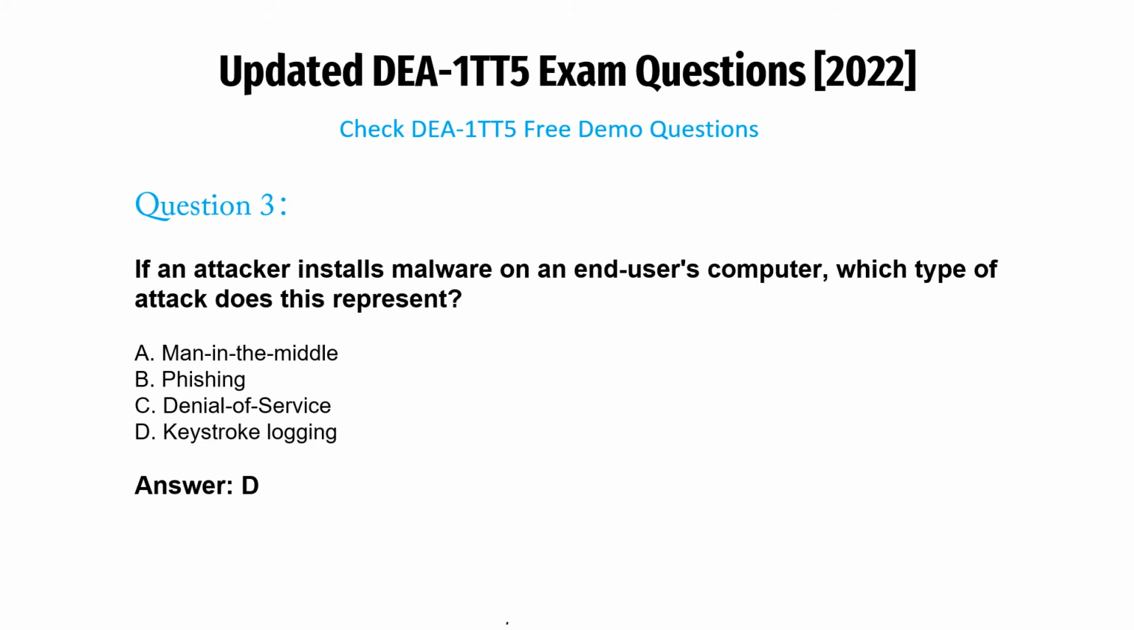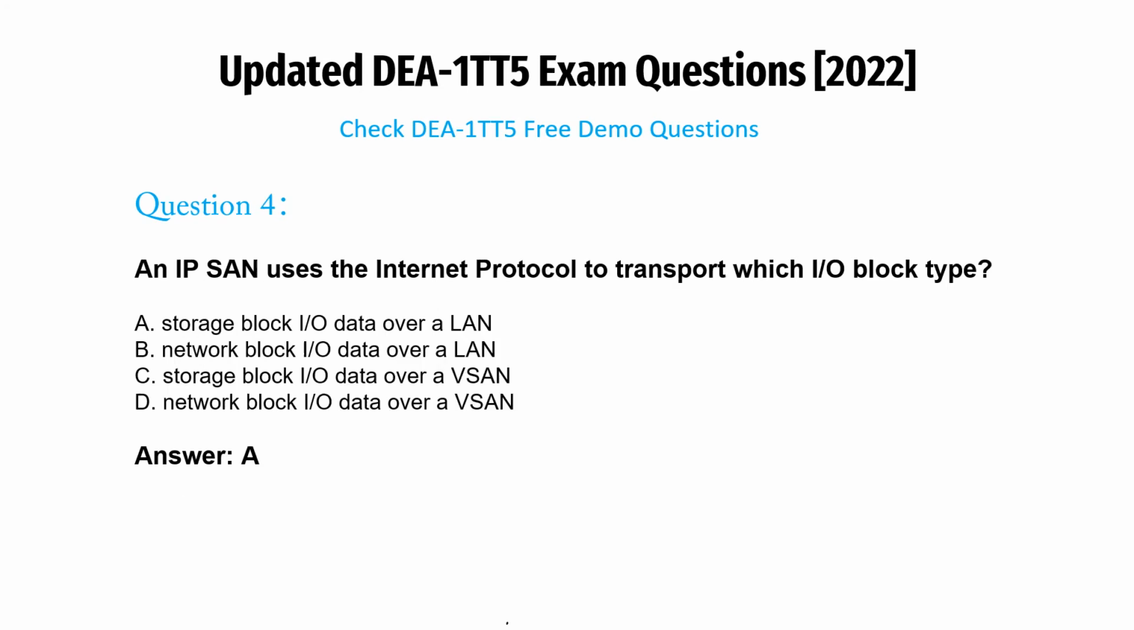Question 3. If an attacker installs malware on an end-user's computer, which type of attack does this represent? A. Man-in-the-middle. B. Phishing. C. Denial of service. D. Keystroke logging. Answer. D.